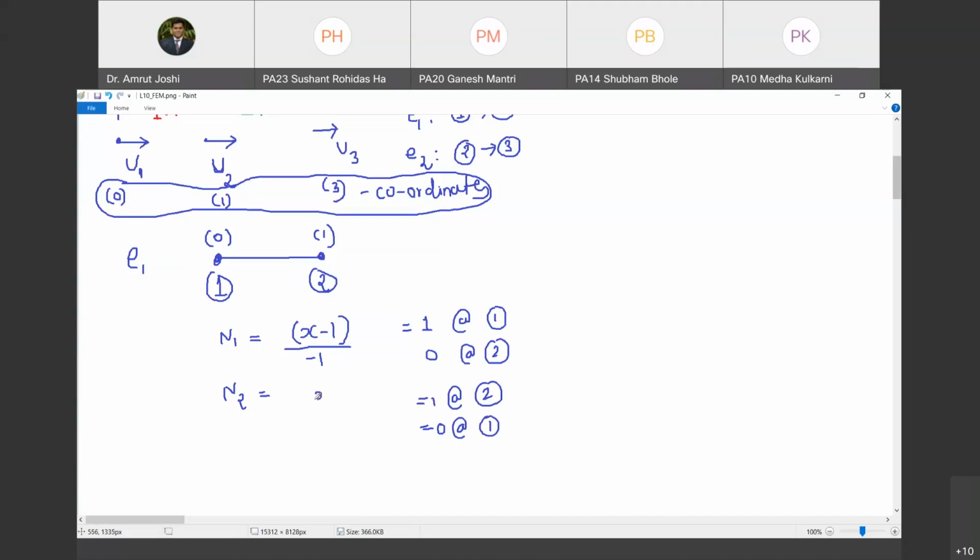Chalo. So if I simply write down x, it will automatically become 0 at node 1. Happy? Yes, sir. And at node 2, x itself is 1. So therefore x upon 1. So N1 is (x minus 1) upon minus 1. N2 is x upon 1. Do you agree with me? Yes.